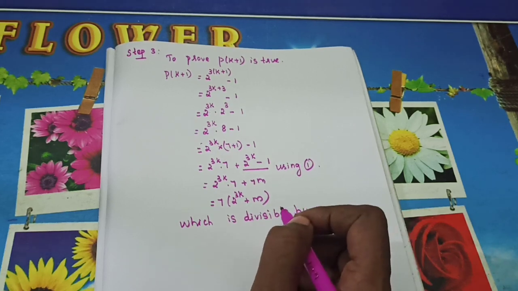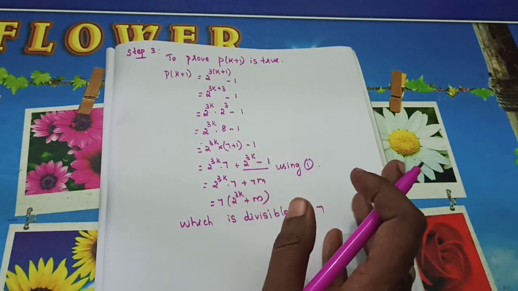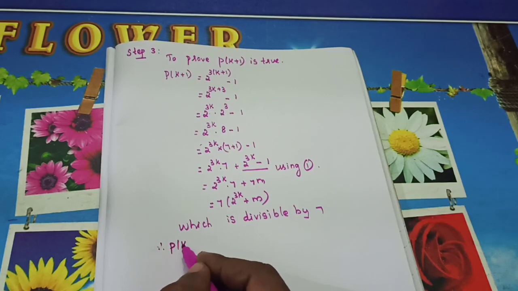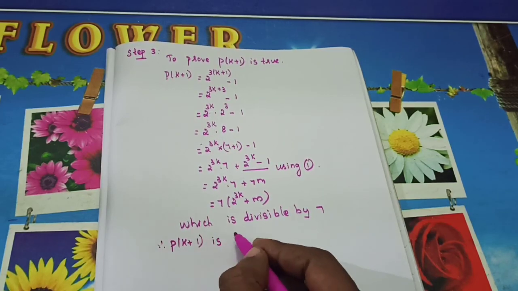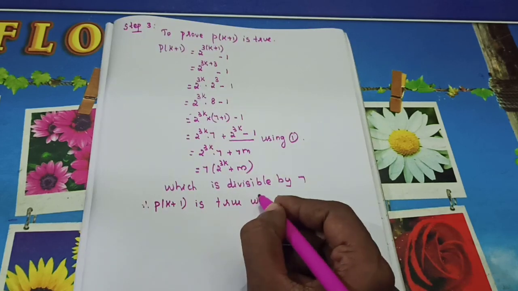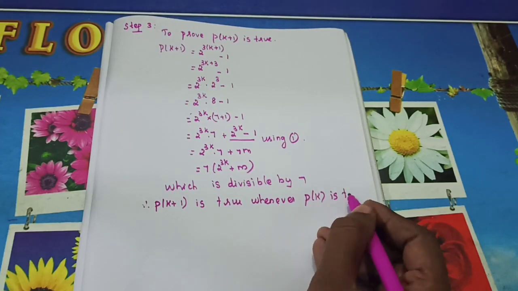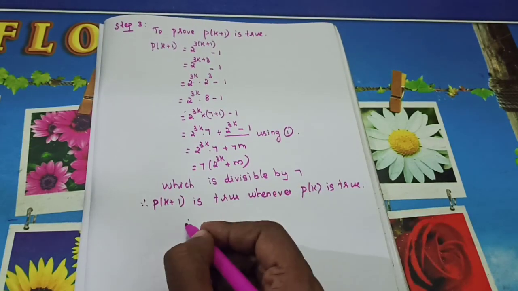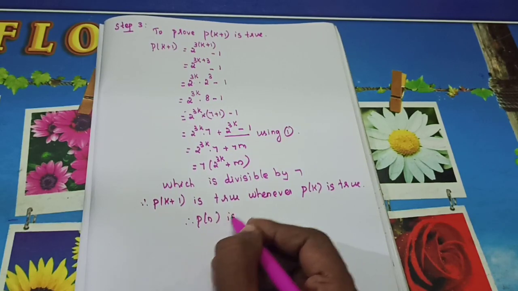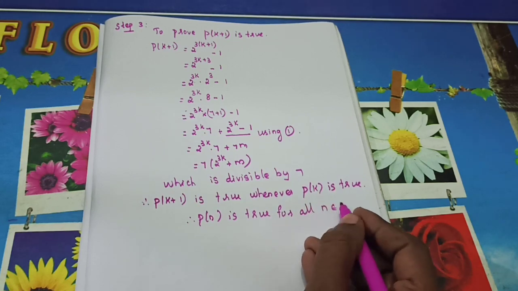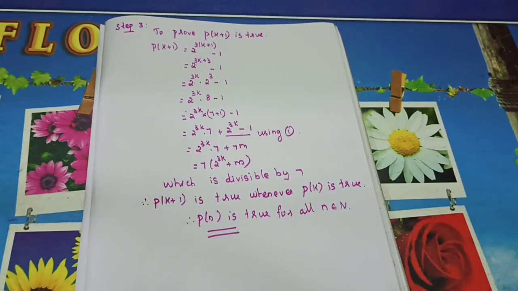Got it? If you need to prove whether it is divisible by 5, it means 5 into something you will get. For 24, it means 24 into something you will get. That's the meaning. Therefore we conclude P of k plus 1 is true whenever P of k is true. Whenever P of k is true means P of k plus 1 is also true. Therefore P of n is true for all n belongs to N. Got it? Very easy as well as very important question. Okay, let's move to the next problem.